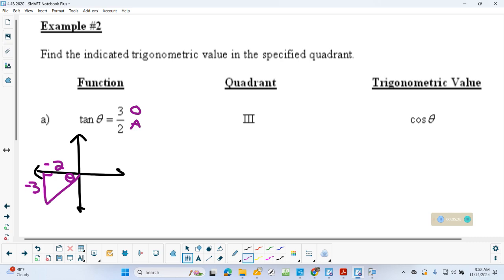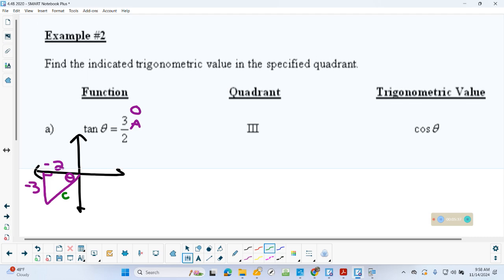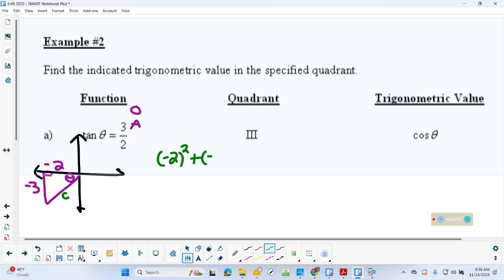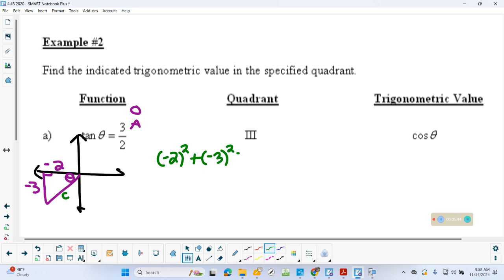Now, for our final answer, cosine, I need the hypotenuse. Okay, let's find the hypotenuse. Just a little Pythagorean theorem, nothing wild here. Most of you can probably do this in your head. -2 squared, -3 squared, so I'm going to have 4, 9. What's 4 plus 9? 13.